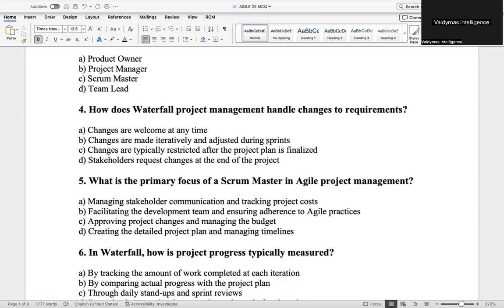D says stakeholders request changes at the end of the project. Well, you can request a change at the end of the project, but that means you're creating a new project to fix whatever gap has been identified. But that's not the typical way of handling changes to requirements in a project. Okay, number 5, that's where we are now.